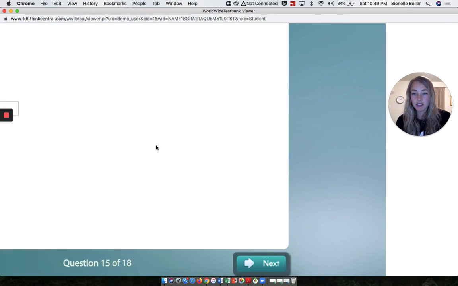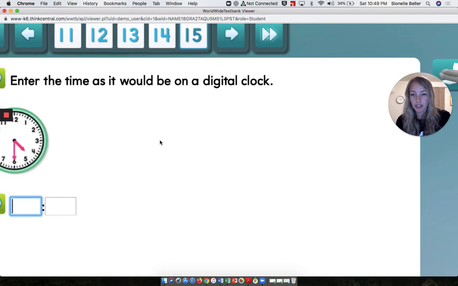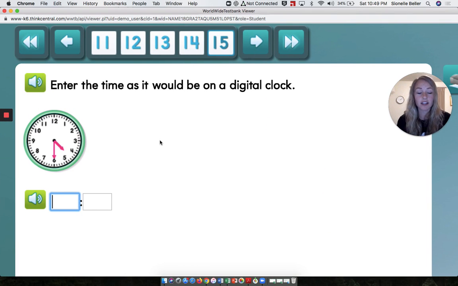All right, enter the time here. Enter the time as it would be on a digital clock, okay? A digital clock is like what you see on your phone or on a watch. I don't know if you can see that, but it's where it writes the numbers, okay? So let's look at this clock right here.